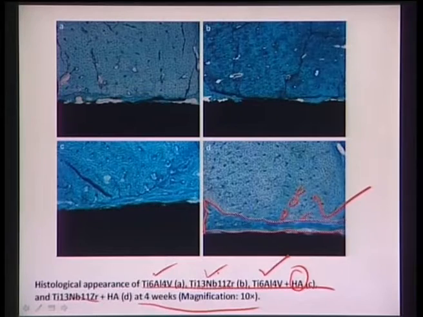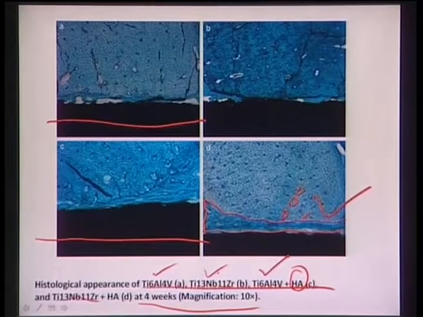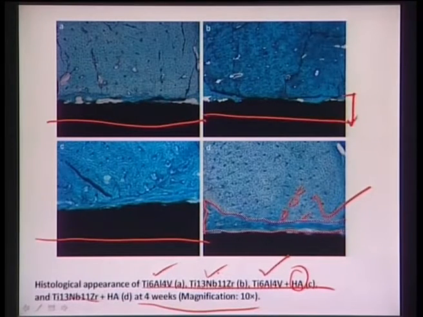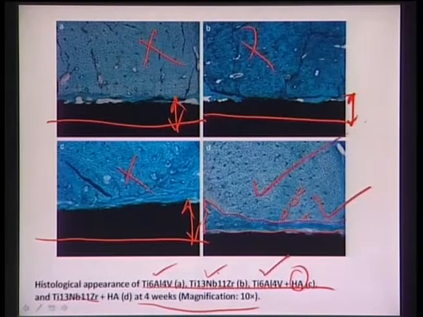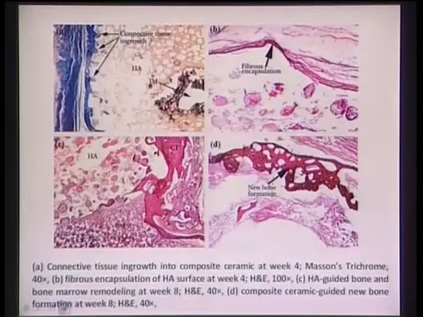But in most of the other cases, the same size implant, because the implant size was the same in all the cases, there is a region where the material has been dissolved in the in vivo environment. That means all 3 of those materials you cannot use that well. These materials, yes, you can consider as in vivo biocompatible. Okay, this shows the connective tissue ingrowth into the composite ceramic at week 4.